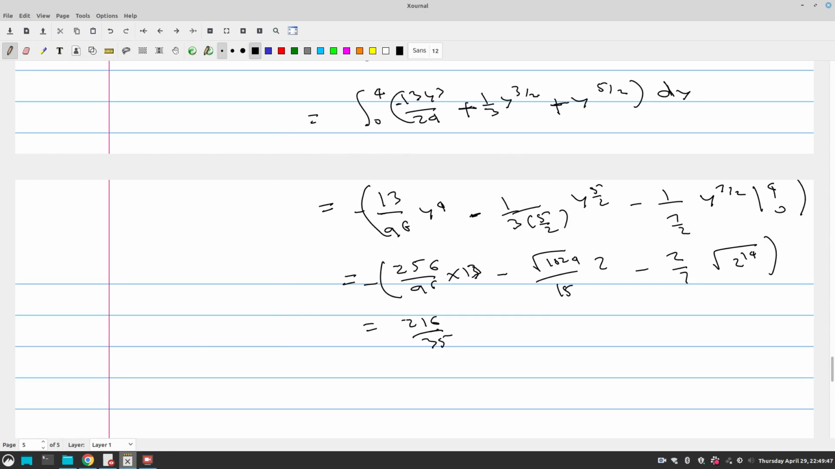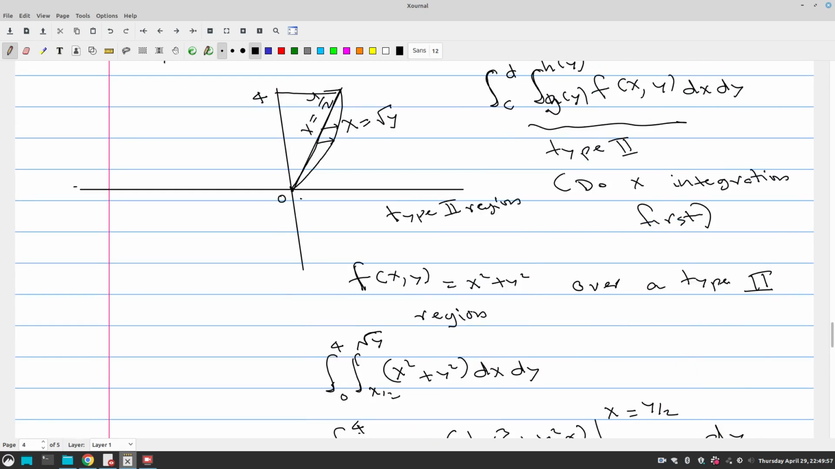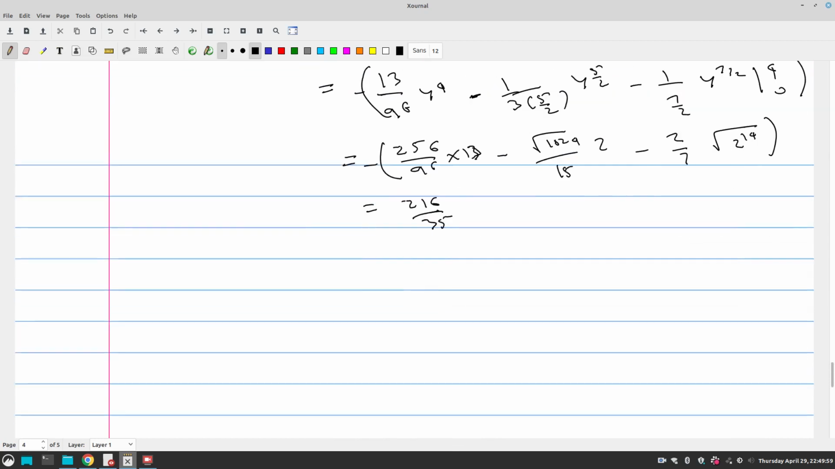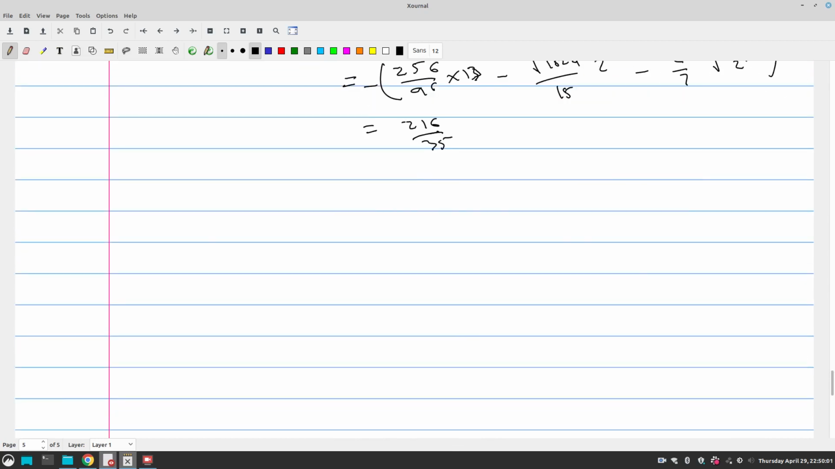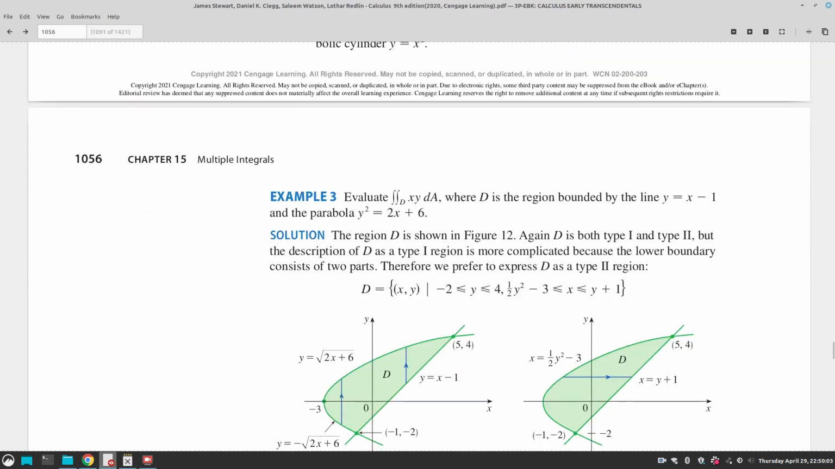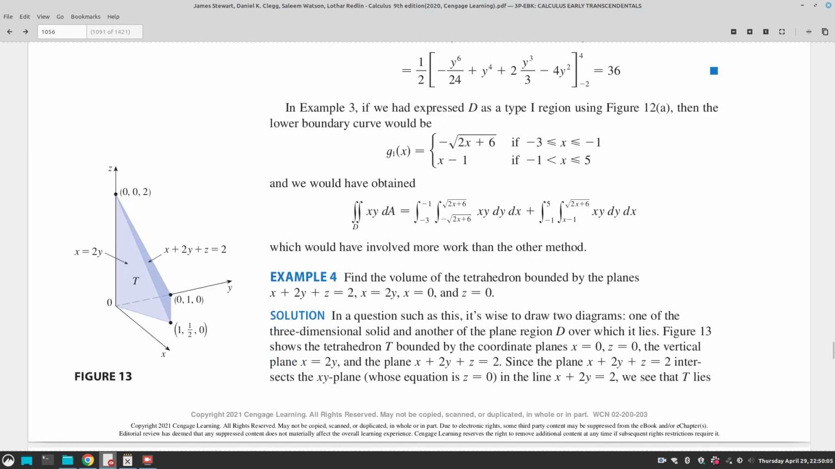So what's important is that we got the same answer whichever route we took, whether we use a type 1 region or a type 2 region. It didn't really matter, right? We got the same answer. Okay, now let's look at another example where actually it makes sense to change from a type 1 region to a type 2 region.